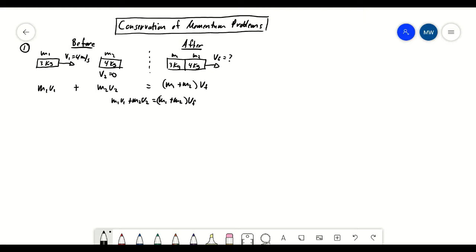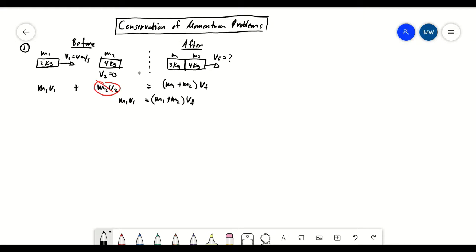Okay? To save a little bit of space on this page, I'm just going to get rid of this. We can see that it's exactly the same thing. And all we have to do now is solve this equation for V final. But there is one other little trick that we can do. We notice that our second mass is not moving, so anything times 0 is just 0. So that means that this component actually goes away. So I'm left with M1 V1 on the left equals M1 plus M2 times V final on the right.